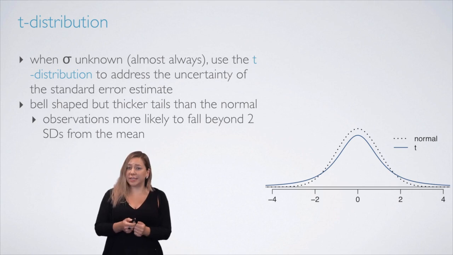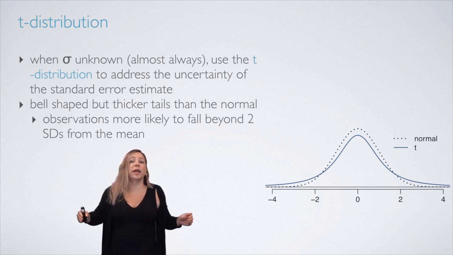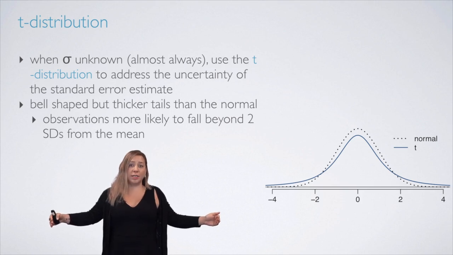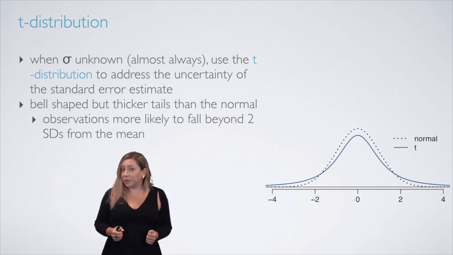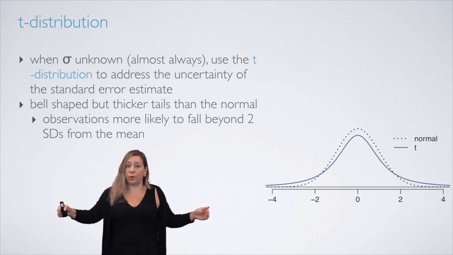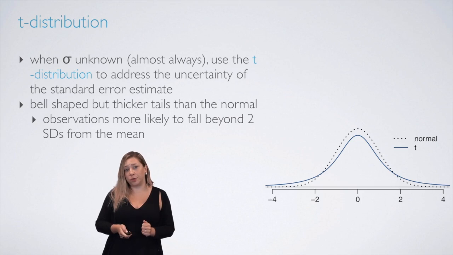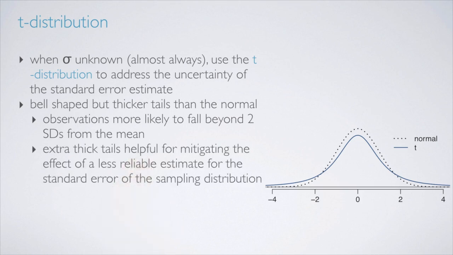This means that under the t-distribution, observations are more likely to fall 2 standard deviations away from the mean than under the normal distribution, meaning that confidence intervals constructed using the t-distribution will be wider. In other words, more conservative than those constructed with the normal distribution. Another way of looking at this is that these extra thick tails are helpful for mitigating the effect of a less reliable estimate for the standard error of the sampling distribution caused by the sample standard deviation instead of the population standard deviation in its calculation.